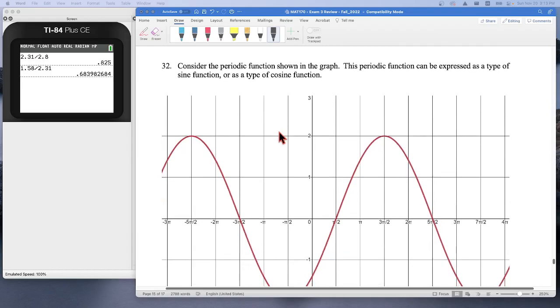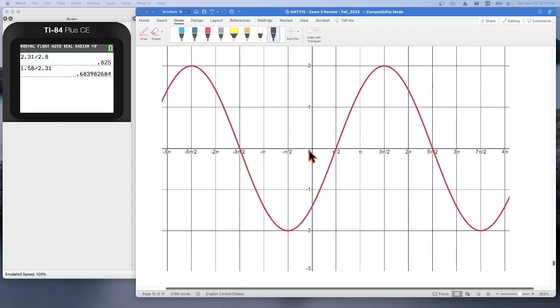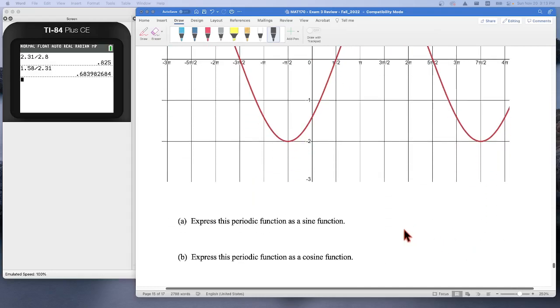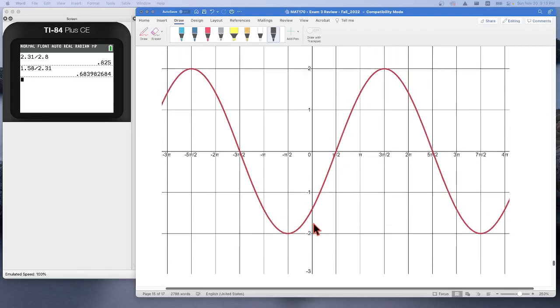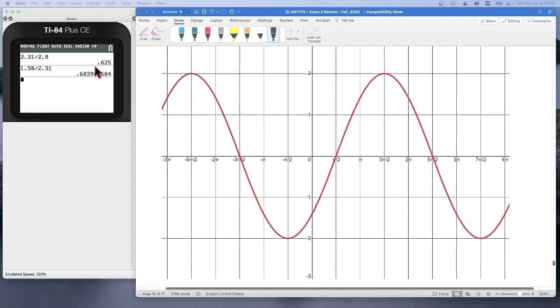Okay, so for 32, we were given this graph, and it can be written as either a sine or a cosine. And notice it doesn't start, usually this starts like here for the cosine, and this would start at 0 for the sine. So they're going to ask us to do both, express it as a sine and a cosine. We'll start off with the sine function first. They also want you to do it in a way that has the smallest possible horizontal shift.